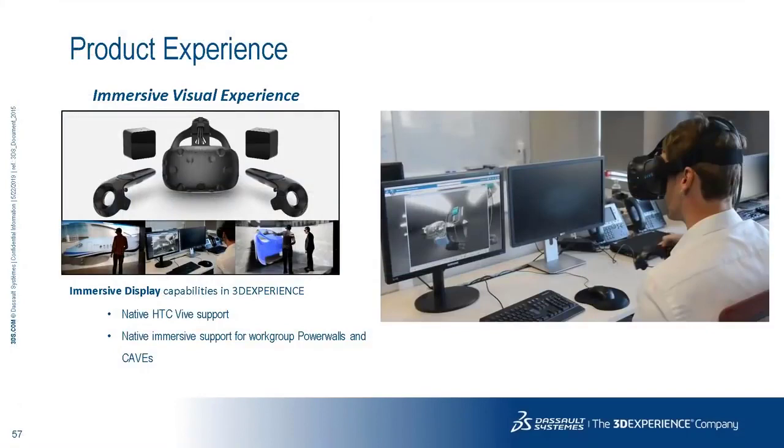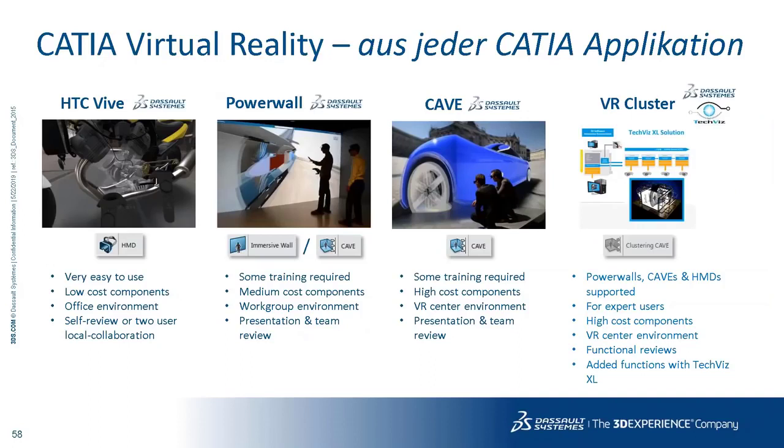So next would be product experience virtual reality. As I said already, we support many VR hardware directly out of the platform. So we have the HMDs, the head-mounted displays, on the left side, and then it goes to power walls, caves, and even caves with VR clusters. And all that instantly, directly out of the platform, without spending any time on extra preparing your scene. Just by the click of a button, you can access or use those devices directly out of CATIA.